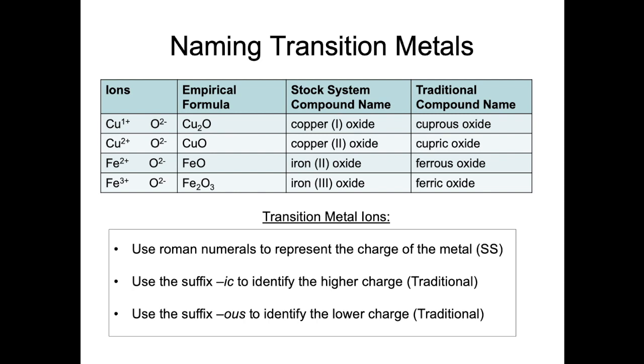So the metal ion with a higher charge will have the suffix -ic, and the metal with a lower charge will have the suffix -ous. If you look at the second, third, and fourth examples up there, we have an iron with a +2 charge and an iron with a +3. The higher charge in the traditional name is called ferric oxide, and the lower charge in the traditional name is called ferrous oxide. The reason they're using ferric and ferrous is because they're using the root of iron's Latin name, which is where its symbol Fe comes from.